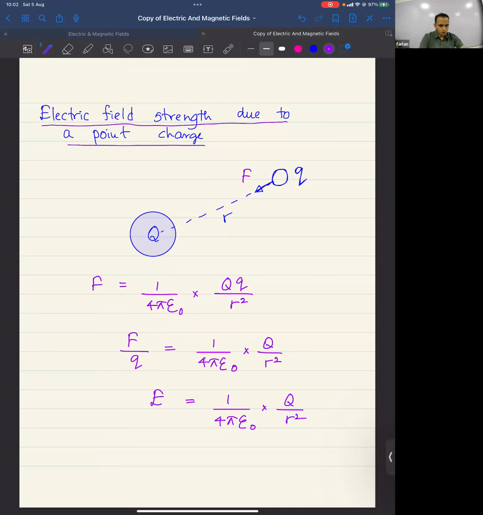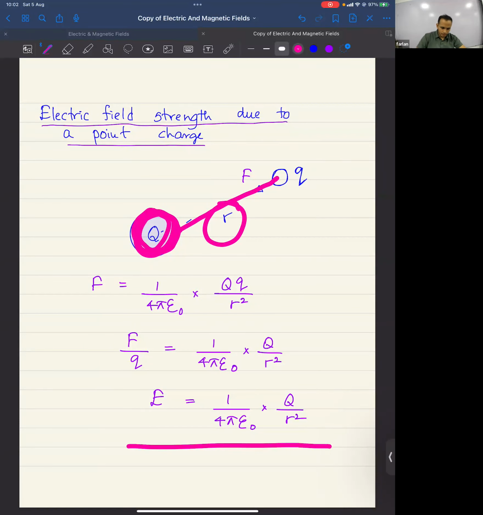Okay. So due to a charge Q, at a distance R, the electric field strength is given by this equation, which is 1/4 pi epsilon naught Q over R square. Is that okay? Right? Check it out.